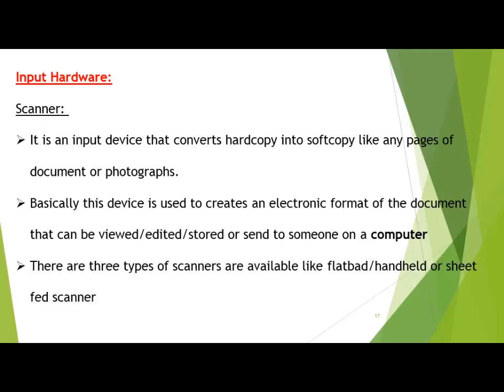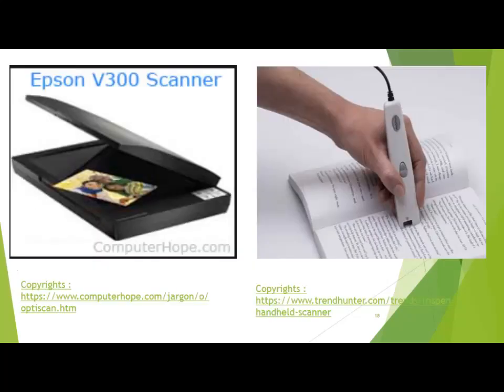There are three types of scanner available: flatbed, handheld, and sheet-fed scanner. Moving to next slide. So these are two pictures of scanners, a flatbed scanner on the left side and a handheld scanner on the right side. The purpose of a scanner, as you know, is to convert hard copy output into soft copy, and that soft copy can be edited, viewed, or sent to someone or somewhere using email or any other medium. Moving to next slide.